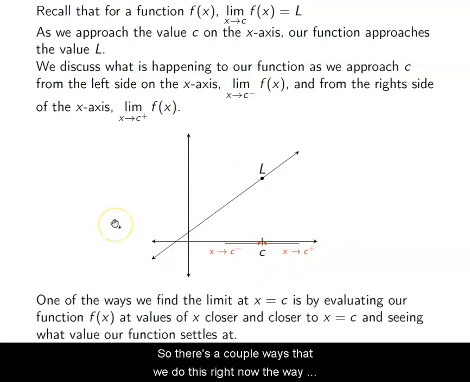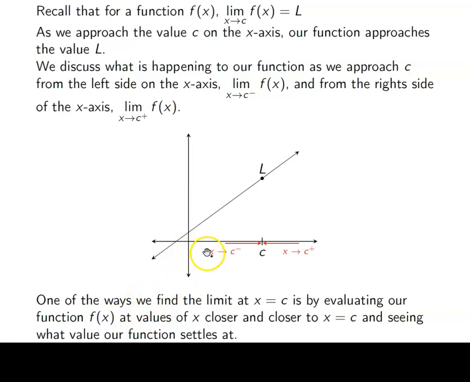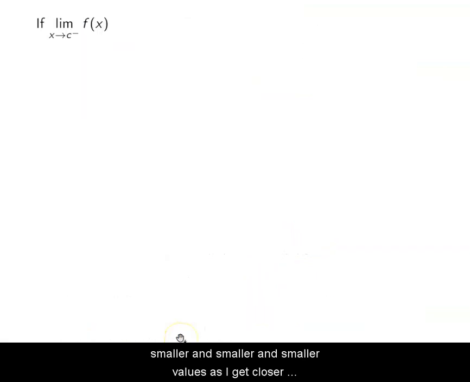Okay, so there's a couple of ways that we do this. Right now, the way that we're going to analyze this is numerical methods and looking at a graph like this. So the numerical method is plugging in values of x closer and closer and closer to this value of c. So for instance, let's say this is 5, I'll start maybe at 4, and I'll start plugging in values getting closer and closer to 5, as close as I can, really, right? And I'll do the same thing from the other side. I'll get smaller and smaller values as I get closer and closer to 5. Okay, so that's the numerical method.